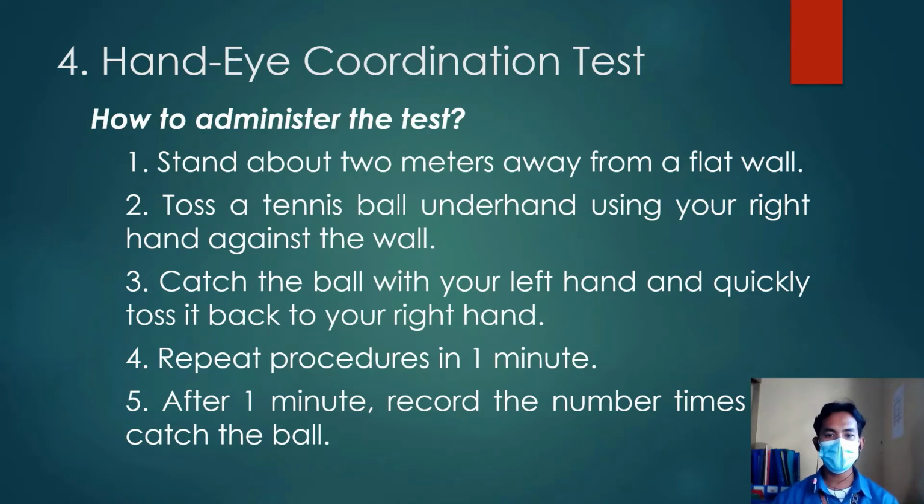Next is the hand-eye coordination test. How to administer the test? First, stand about 2 meters away from a flat wall. Then, toss a tennis ball underhand using your right hand against the wall. Then, you are going to catch the ball with your left hand and quickly toss it back to your right hand. You are going to repeat the procedure in 1 minute, and after that, you are going to record the number of times you catch the ball.